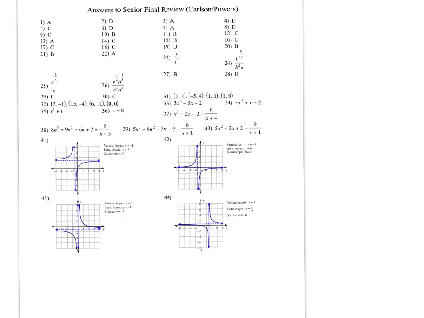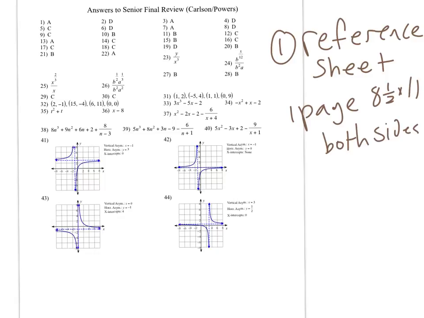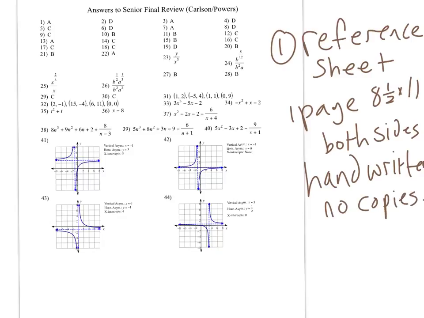I'd like to remind you that for this final, you're allowed a reference sheet that's 1 page. Eight and a half by 11. You can use both sides. It has to be handwritten, and it can't be copied. I would probably put enough stuff on there to get you through any problem on this review.